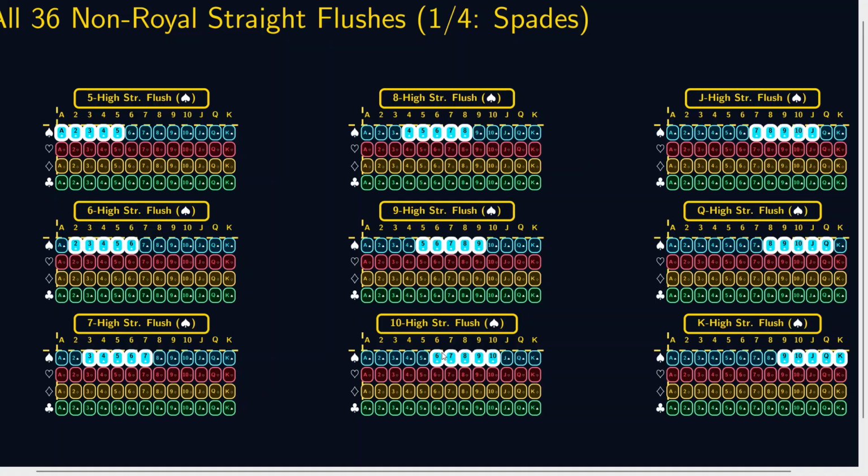Columns 6, 7, 8, 9, and 10, all spades. 6 of spades, 7 of spades, 8 of spades, 9 of spades, 10 of spades. The seventh hand is the jack high straight flush of spades.